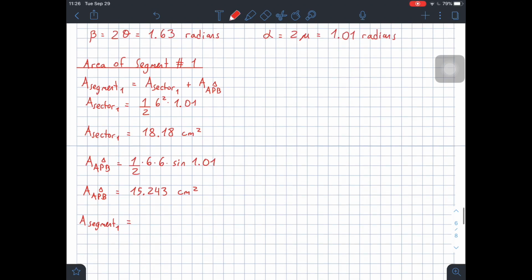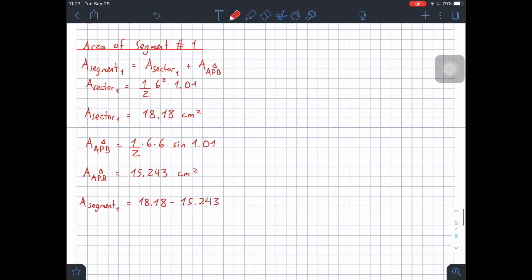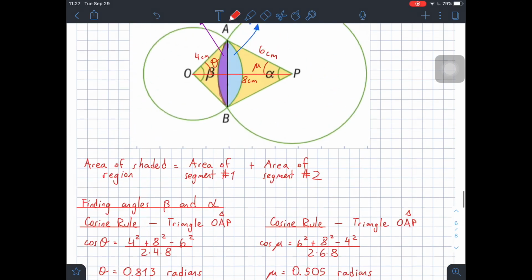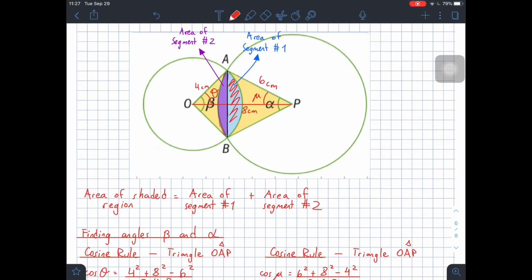That means that the area of segment 1 is equal to the area of the sector minus the area of the triangle. So this is 18.18 minus 15.243, and we get an area of the segment 1, which is equal to 2.94 centimeters squared. Okay, so there we have. We already have this blue region over here. Now we're missing this purple region over here.